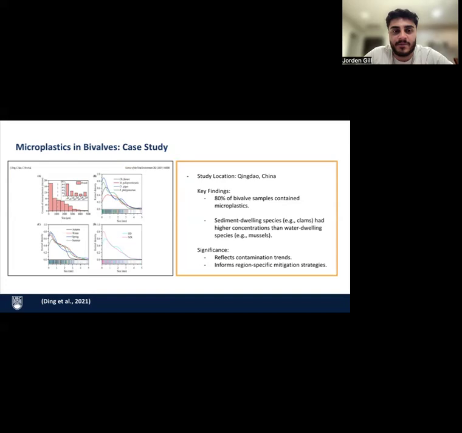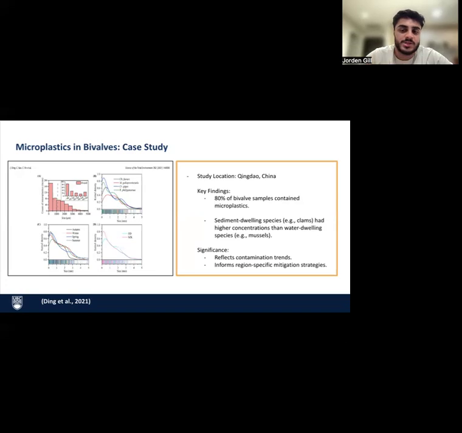The study emphasized how factors like regional pollution levels and seasonal variations influence microplastic loads. For example, microplastics were more prevalent in spring and summer months, likely due to increased rainfall and human activities during these seasons. What makes this case study significant is its ability to demonstrate how microplastic contamination varies not just geographically, but temporally. And by analyzing the density and the type of microplastics present in different bivalve species, researchers are able to gain insight into localized pollution levels.